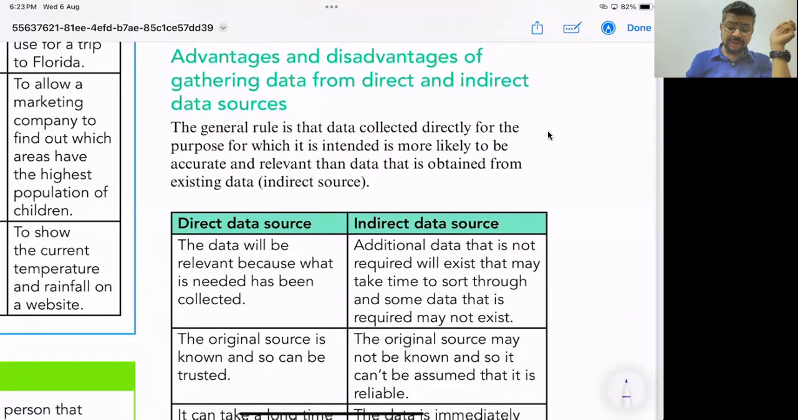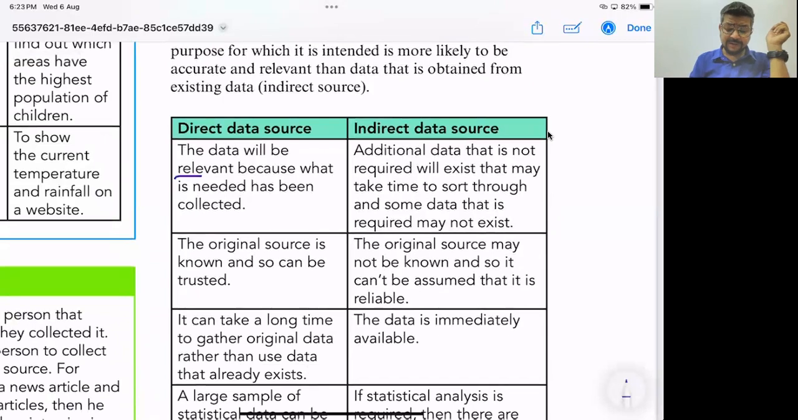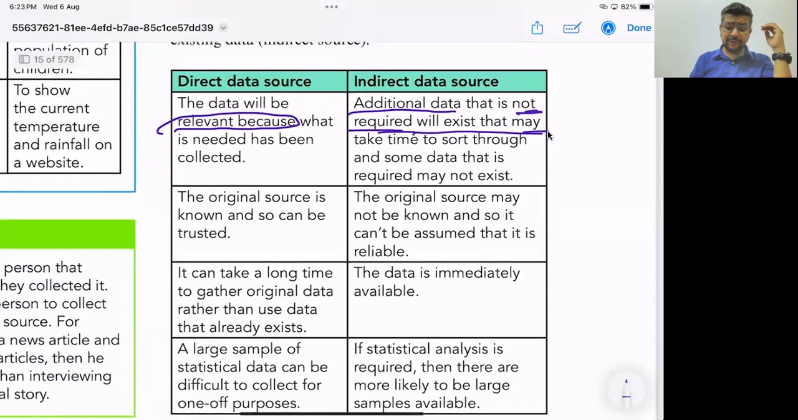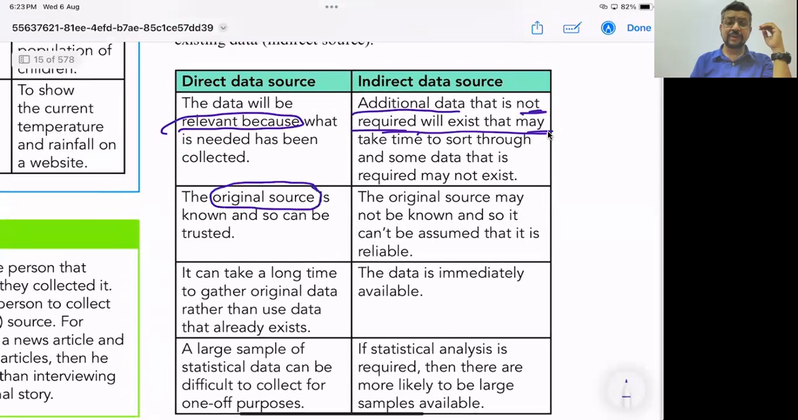So whenever we talk about direct data, we should remember the relevance, because it's needed to collect. With indirect data, additional data that is not required will exist, and it may take time to sort through it to find the data that is required. Second part, original source. Whenever we talk about the original source, it is a trusted one. Someone gives you data, trusted one. This is the original, but not in every case. Maybe the main person is not aware of it. See, it is clearly mentioned.